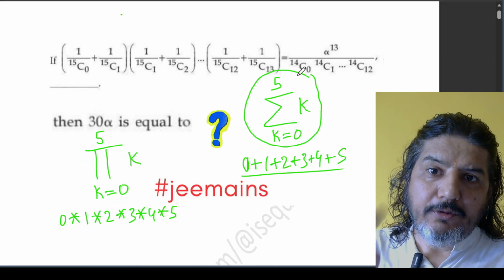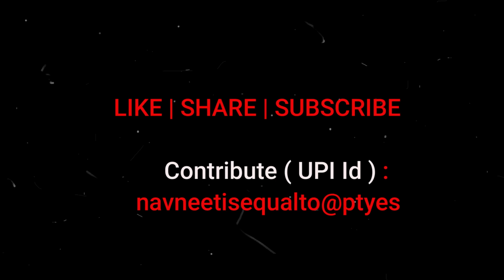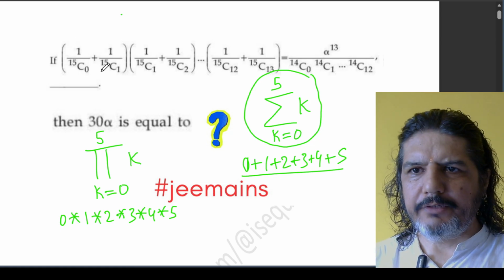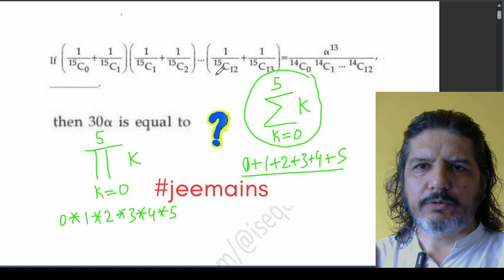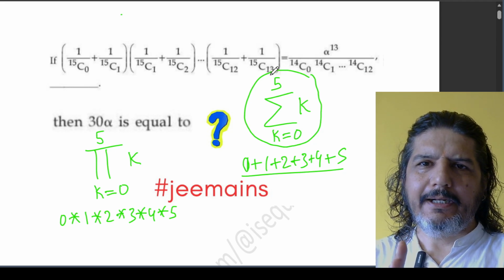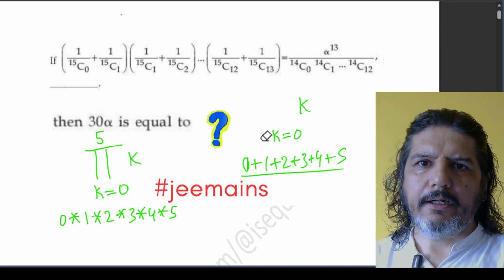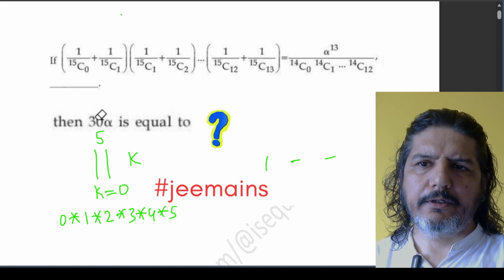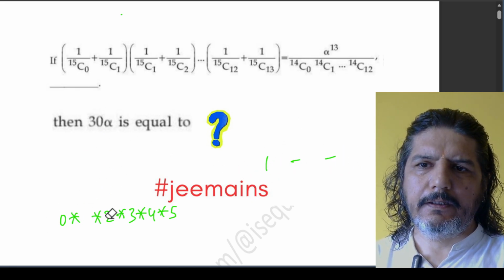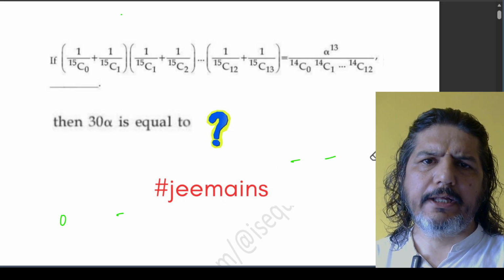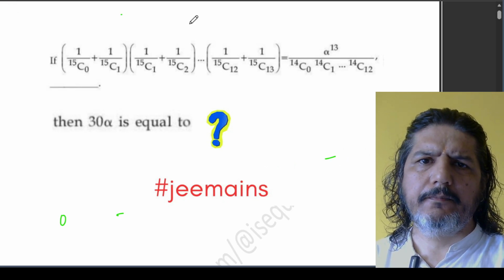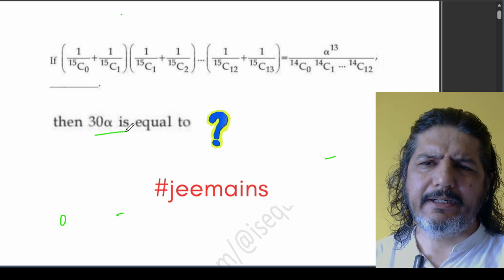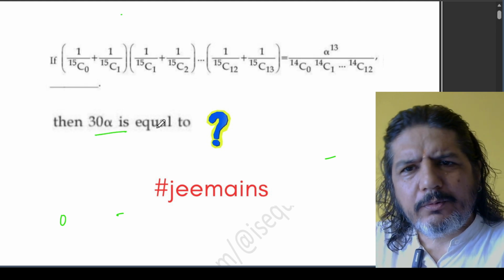So let's look at the question again. This is the question I'm given. Let's look at the question first. 15C0, 15C1, 15C2, 15C3, and then it goes till 15C13, and then they have given us some result which looks like alpha raised to power 13 upon 14C0, 14C1, 14C12, then 30 alpha is equal to.